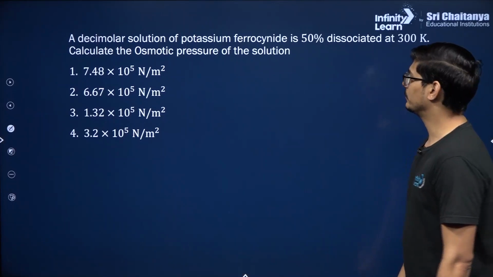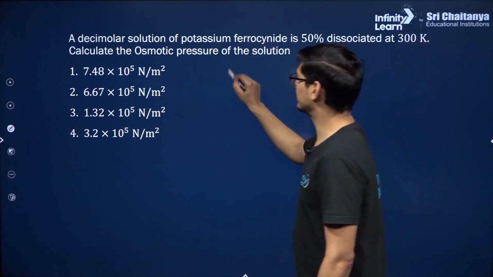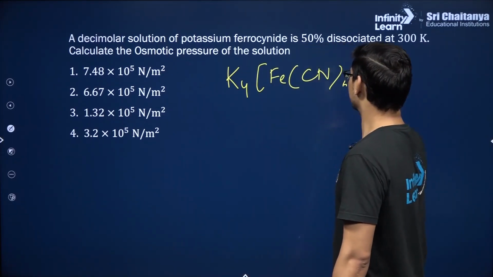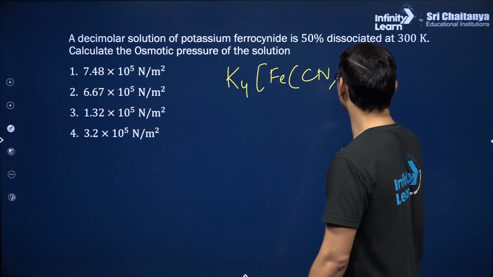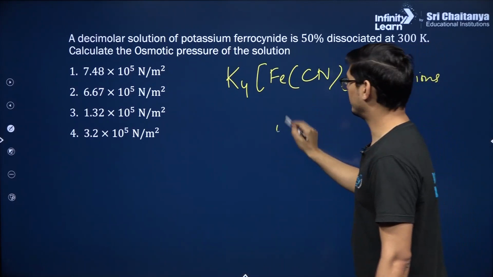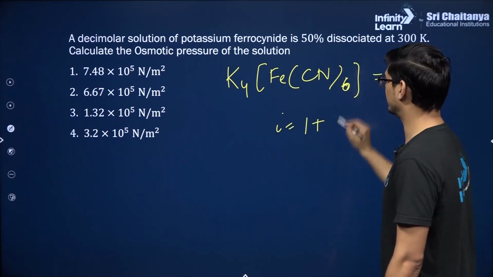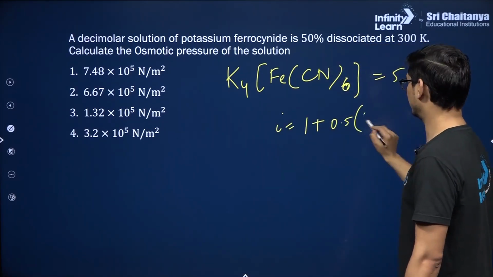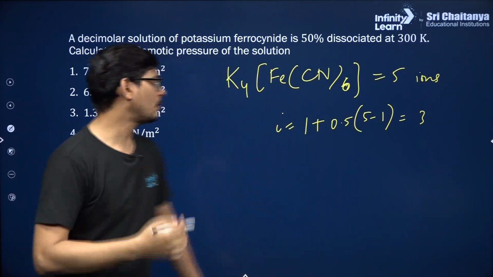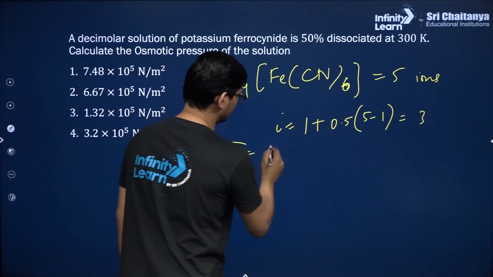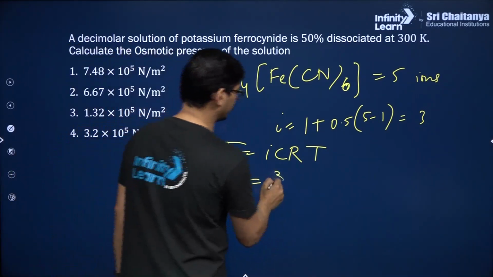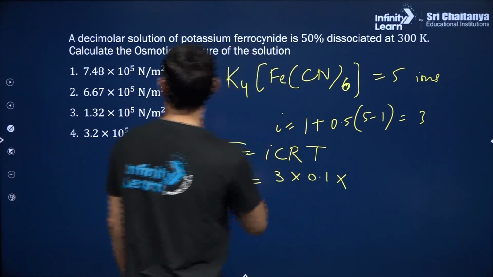A decimolar solution of potassium ferrocyanide is 50% dissociated. Potassium ferrocyanide is K4Fe(CN)6, right? So it will give you 4 plus 1, 5 ions. So the Van 't Hoff factor would be 1 plus alpha, 50% dissociated, and the number of particles is 5, right? So this is 3. Okay, now osmotic pressure is pi equal to iCRT, right? Van 't Hoff factor is 3. We have calculated decimolar means 0.1 molar, right?